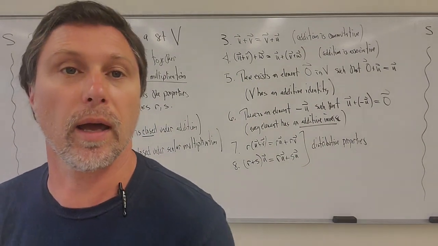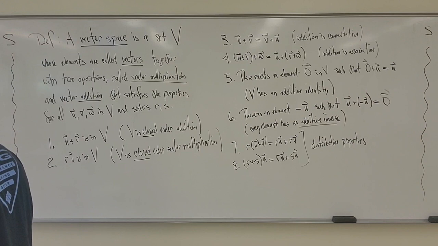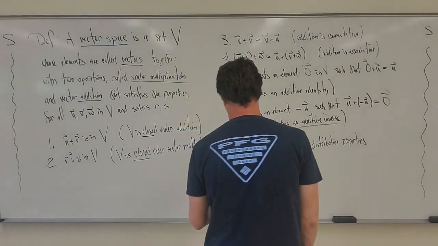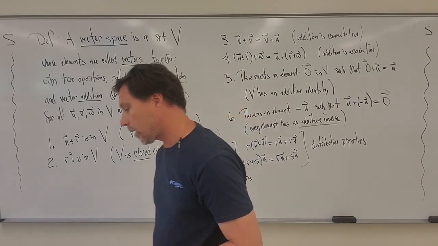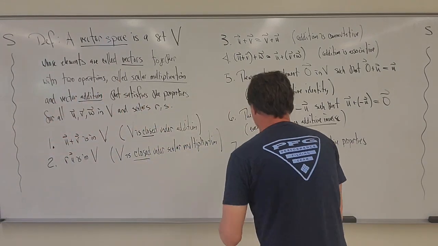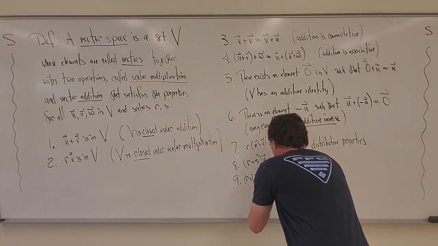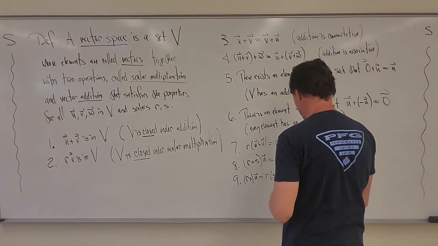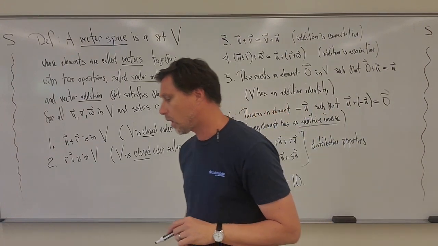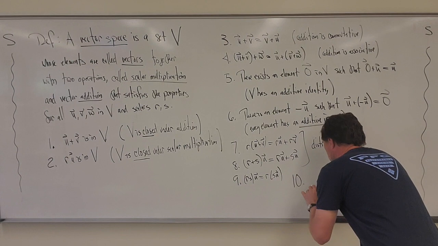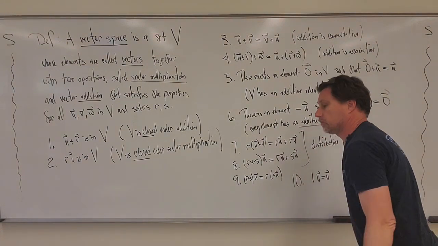How much room do I have? I guess I got a little bit more room down below. I need to fit 2 more of these in here. So number 9, (rs)u equals r(su). And then property 10, which I think I can just squeeze right over here, 1 times u is equal to u.